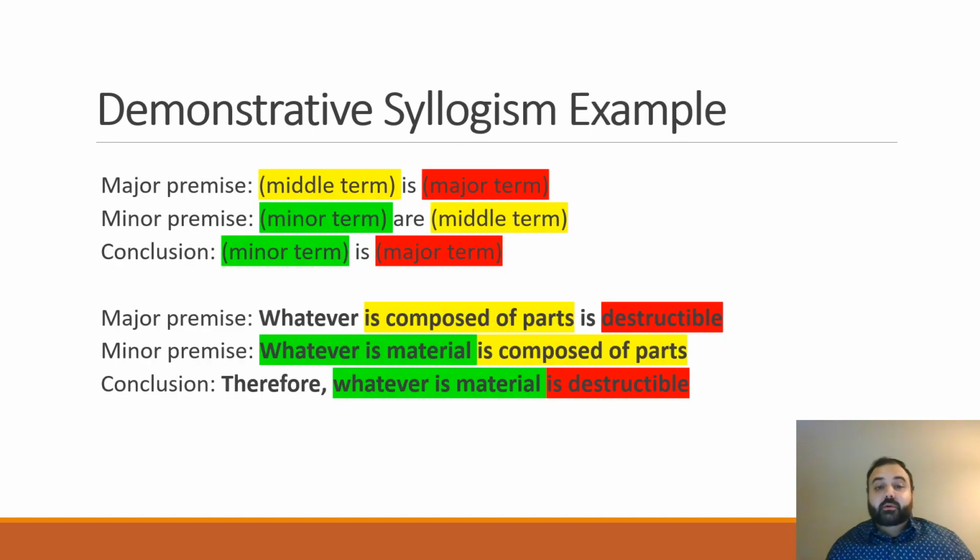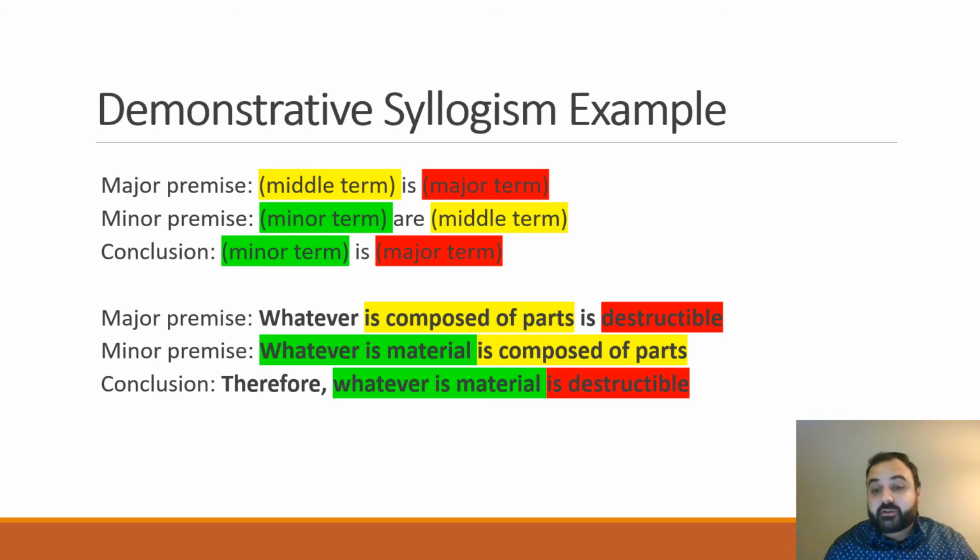So here's an example of a demonstrative syllogism. Whatever is composed of parts is destructible. Whatever is material is composed of parts. Therefore, whatever is material is destructible. This is a particularly good syllogism because of the middle term. So we know that physical material things are made up of many parts. A book is made up of paper and glue, string, ink. It's something that we can demonstrate.